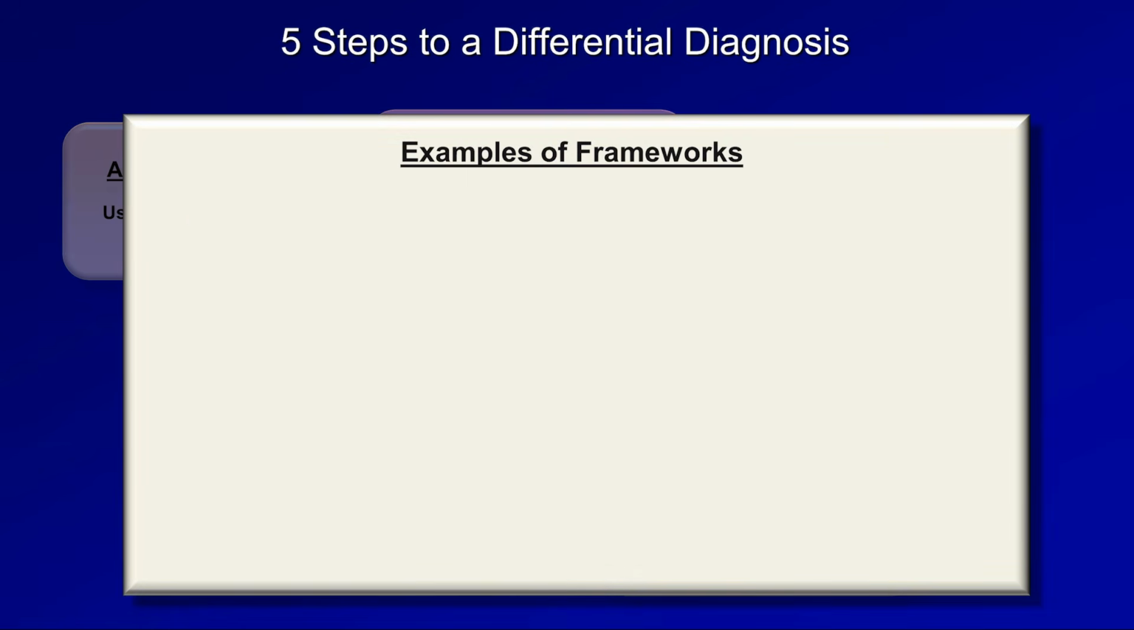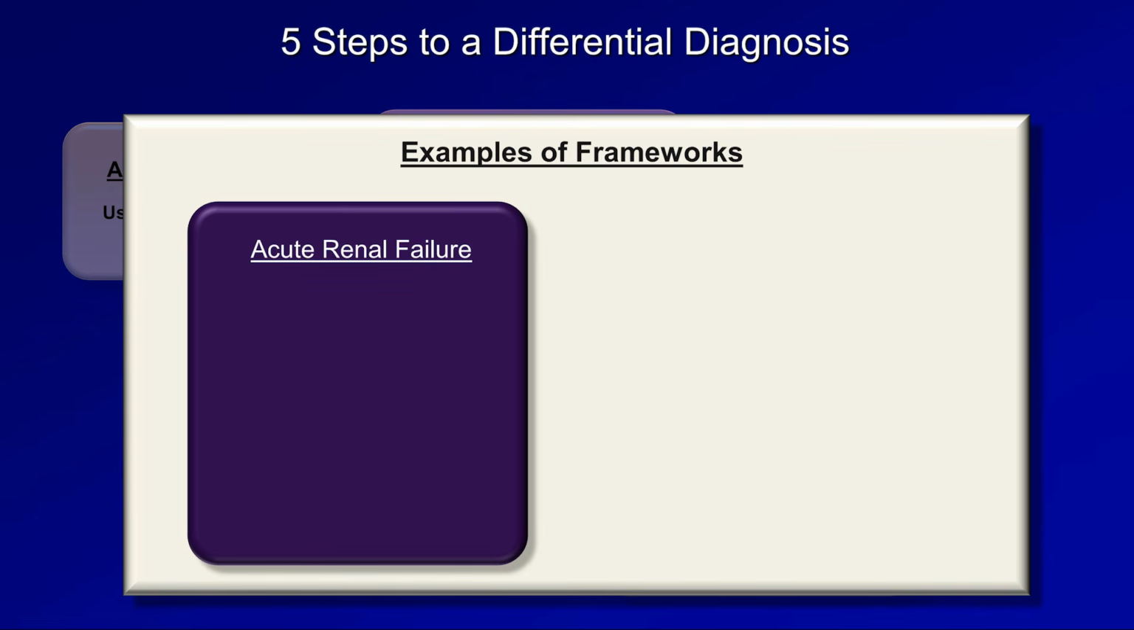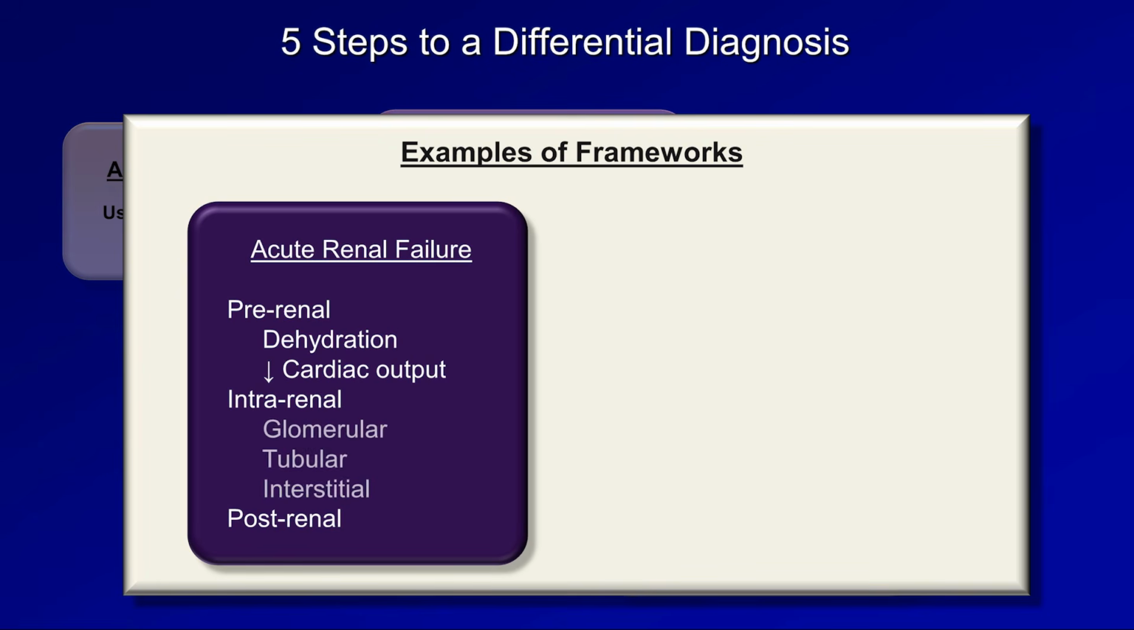A framework for acute renal failure may first divide diagnoses up into pre-renal, intrarenal, and post-renal, meaning, is the problem before blood gets to the kidney, inside the kidney, or after urine leaves the kidney? Some of these categories can be further subdivided. So pre-renal etiologies can either be from dehydration or from low cardiac output. And intrarenal etiologies can either be glomerular, tubular, or interstitial.